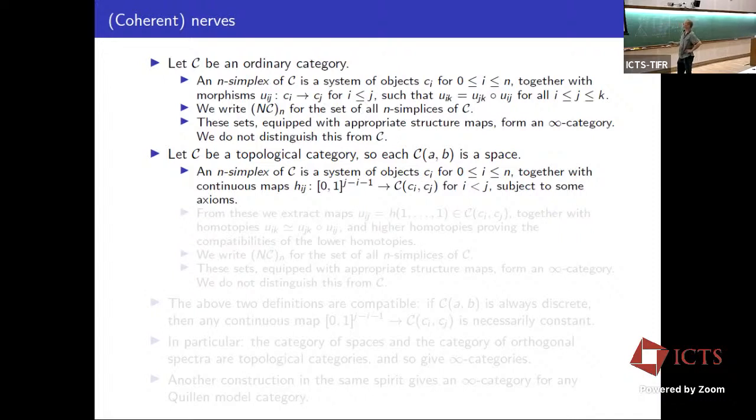And so now we're going to define what we mean by an n simplex of C. Again, it's going to be a system of objects Ci, just the same as we had before, for i from 0 to n. And then instead of having a single morphism from Ci to Cj, as we had here, I'm going to have a continuous map, a whole cube's worth of morphisms, indexed by the cube of dimension j minus i minus 1.